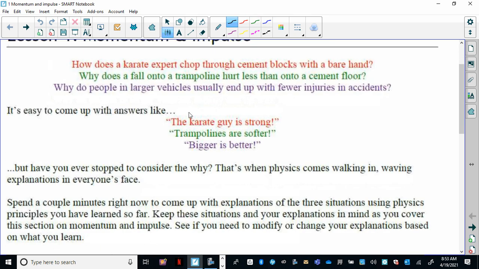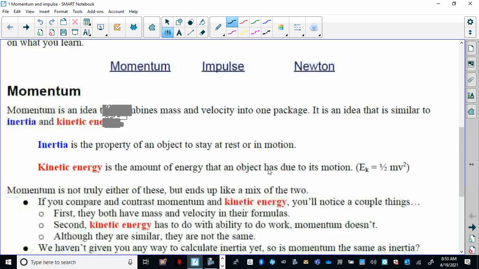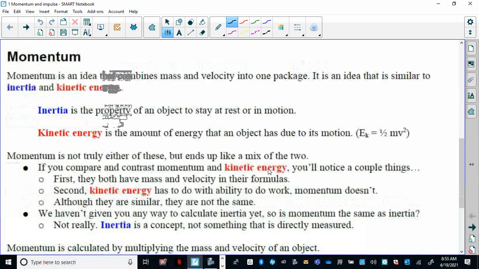You can read all this stuff about what momentum is. Let's go right to the heart of the matter here. What is momentum? Momentum is an idea that combines mass and velocity into one package. It is an idea that is similar to inertia and kinetic energy. So some people say that momentum is the quantity of motion. Inertia is the property of an object to stay at rest. Kinetic energy is the amount of energy an object has due to its motion, and it says momentum is not truly either of these, but is a mix of the two.